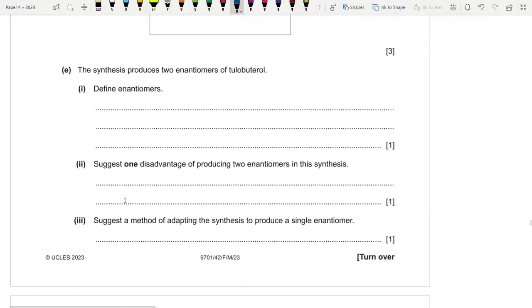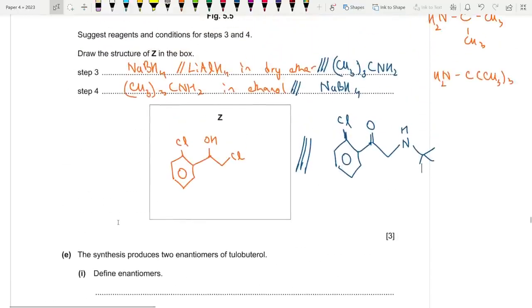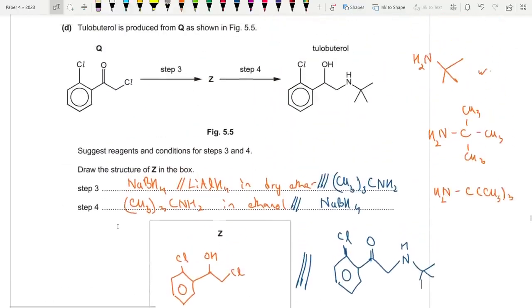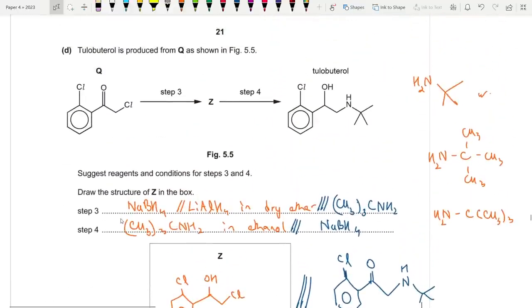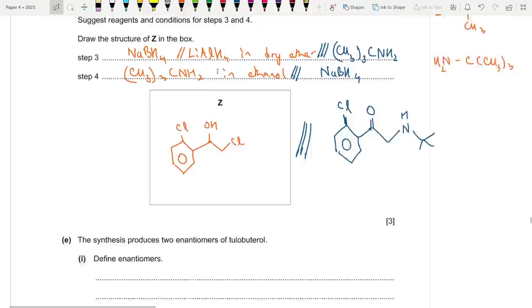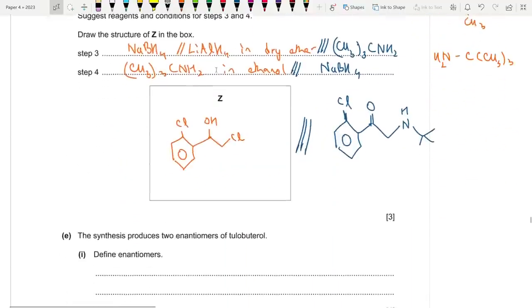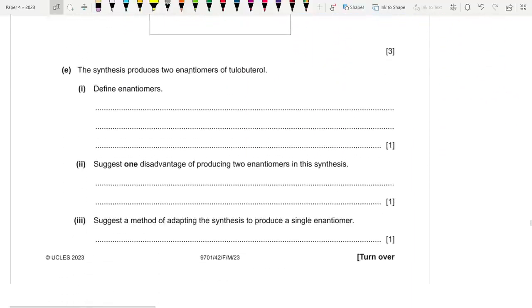The synthesis produces two enantiomers of tolubutyl. Guys, enantiomers. Basically, this has been added from 2022 onwards. Enantiomers refers to the two pairs of optical isomers, right? So tolubutyl actually has a chiral carbon over here. This is chiral. So we actually get two enantiomers. But remember that during organic synthesis, not all enantiomers are useful. Like one might be useful while the other one might not be that useful. Understood?